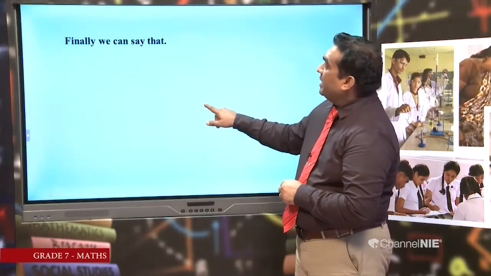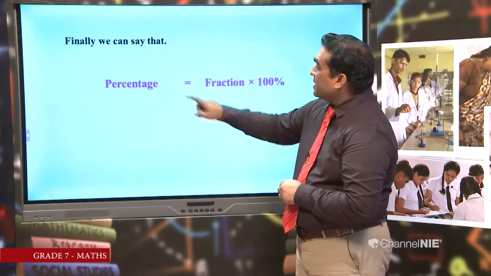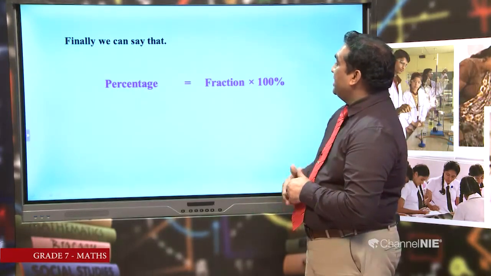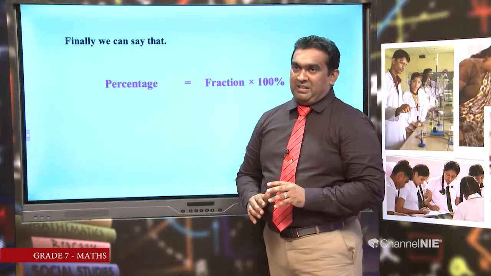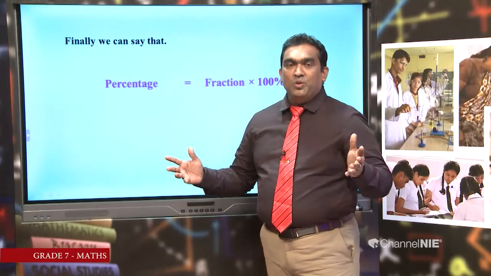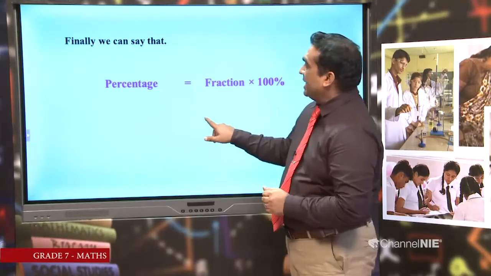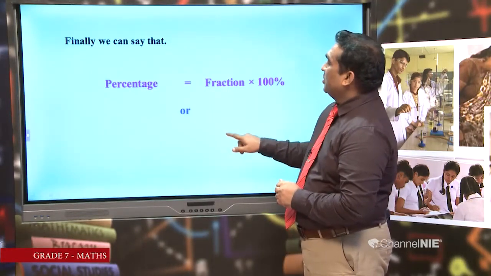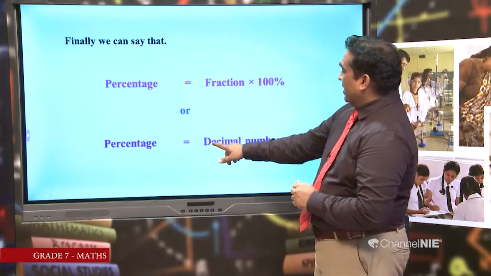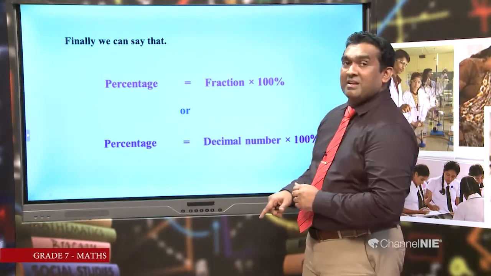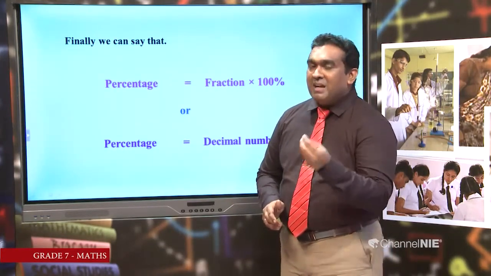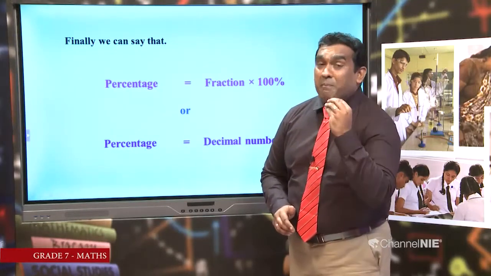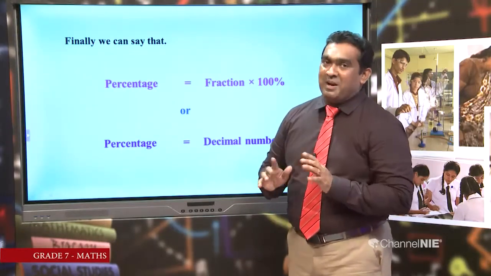Next one, finally we can say that percentage equals a fraction multiplied by 100. How to get a percentage? The given fraction should be multiplied by 100. Very easy now. You have a fraction, multiply it by 100. We can see percentage equals decimal number multiplied by 100. Very easy. If you have a decimal number, what to do? Multiply it by 100, then you have the corresponding percentage to the given decimal number.